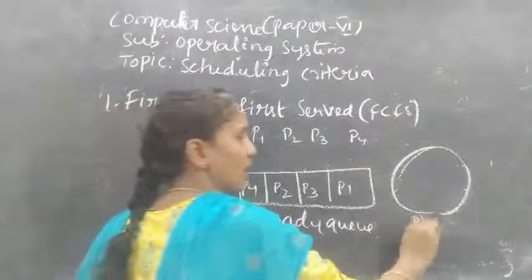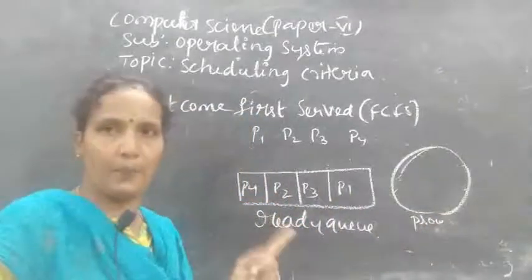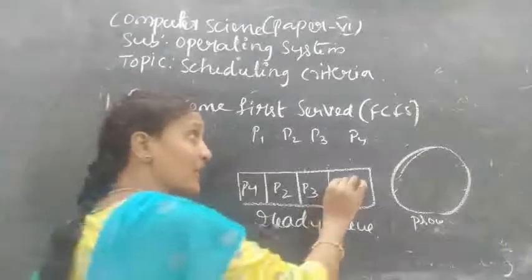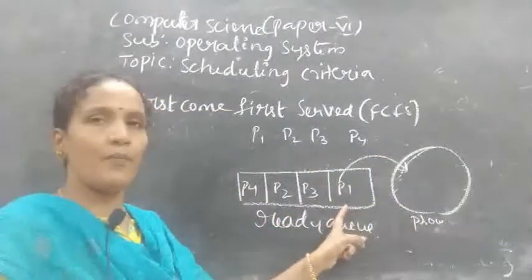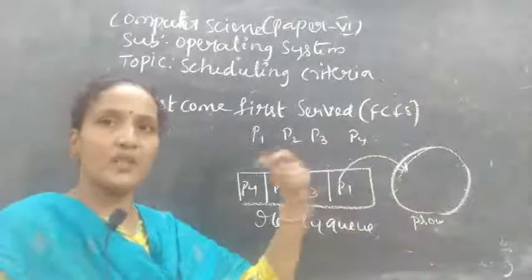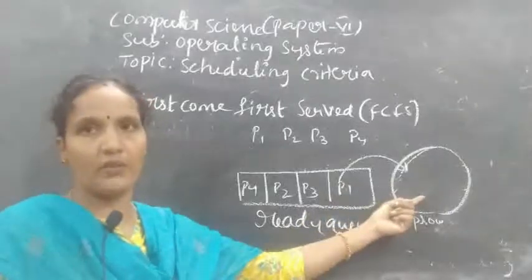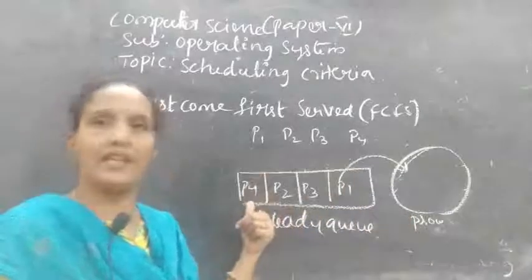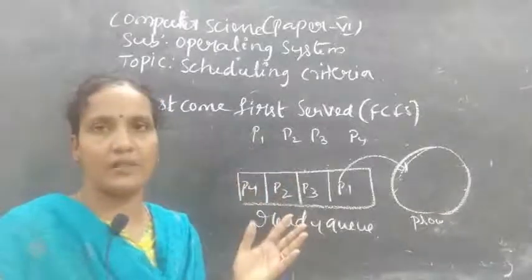This is a CPU, which is also called a processor. Whichever process requests the CPU first will be entered into the processor. That means first come, first served. Whichever process entered the queue first will be executed first, and whichever process entered the queue last will be served last.